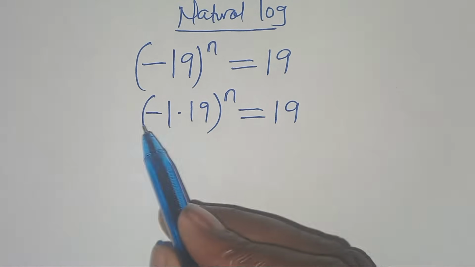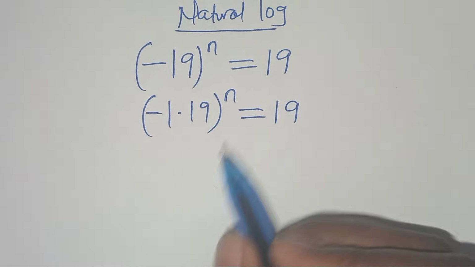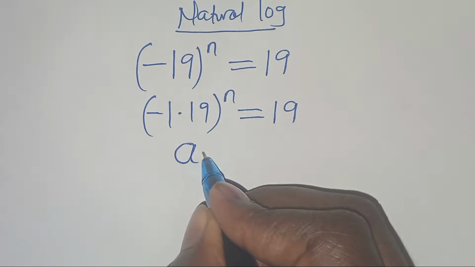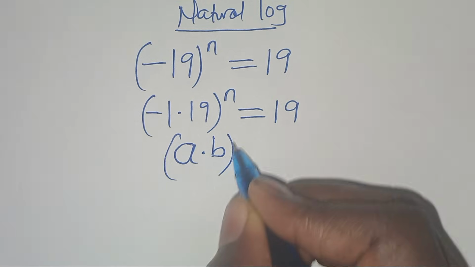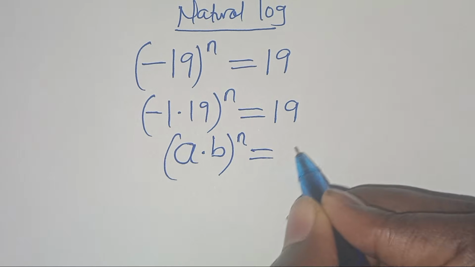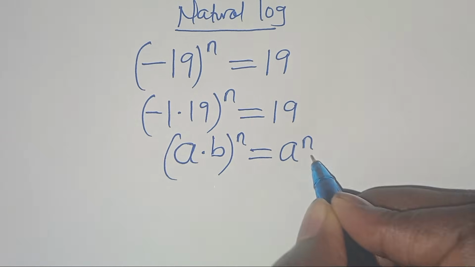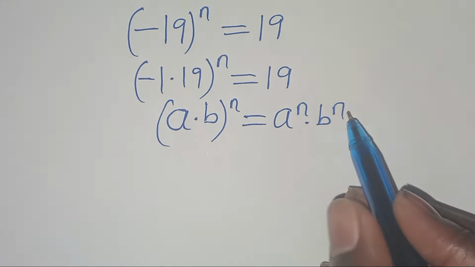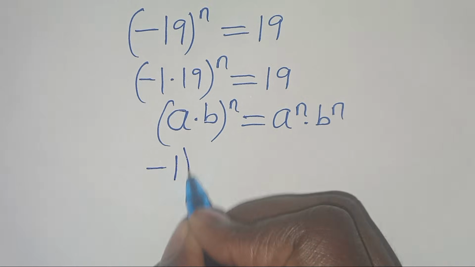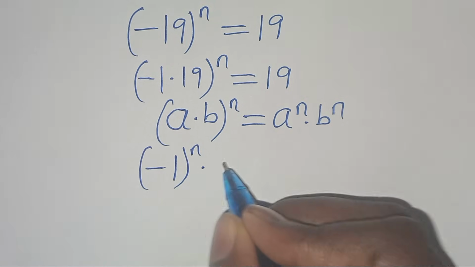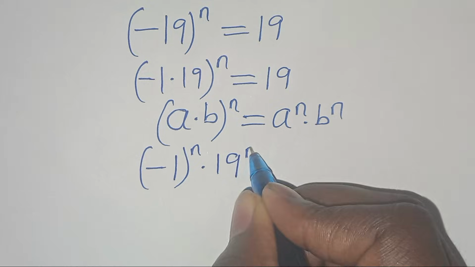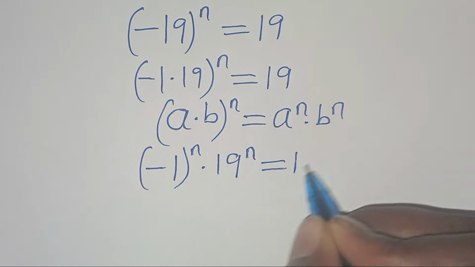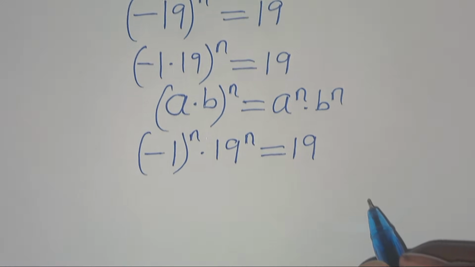Now, (-1 times 19) to the power of n is in the form of (a times b) raised to the power of n, which we can express as a to the power of n times b to the power of n. Applying this exponent property, we have (-1) to the power of n times 19 to the power of n, equal to 19.